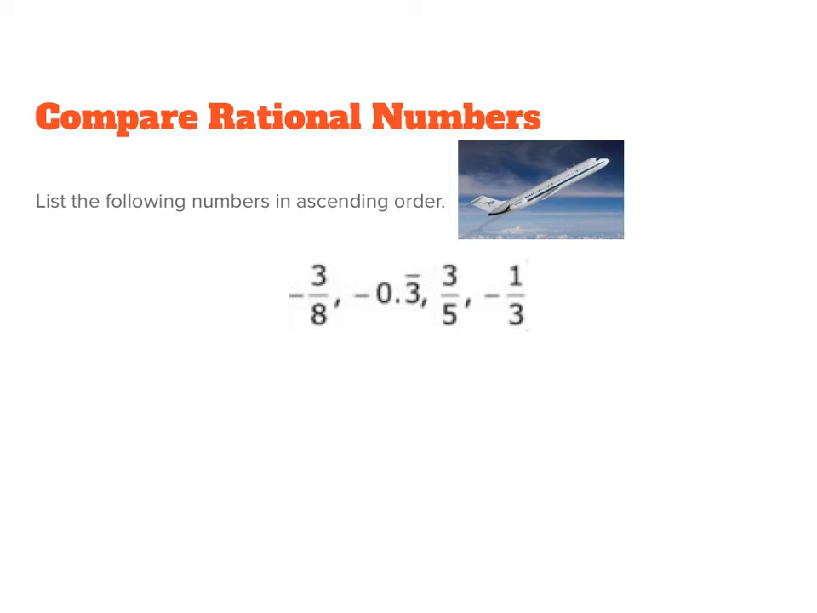So here what you're doing, you're going to list these numbers in ascending order. Now ascending, if you look at this plane, it's going up. So when it's going up, that means that it's going from least to greatest. If it's descending, that means going from greatest to least. But because it's ascending, it's least to greatest.